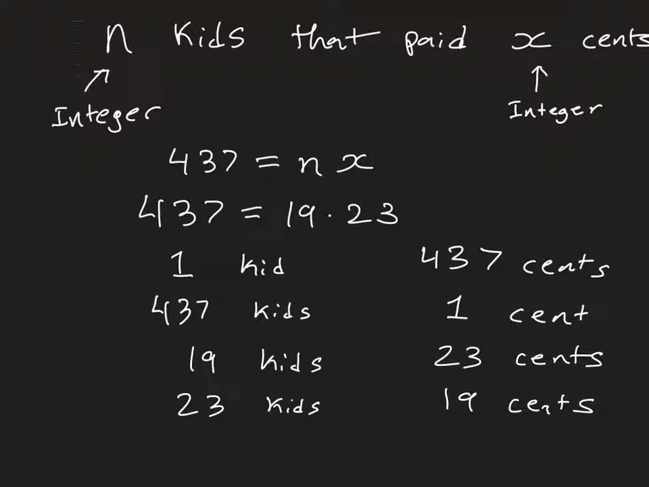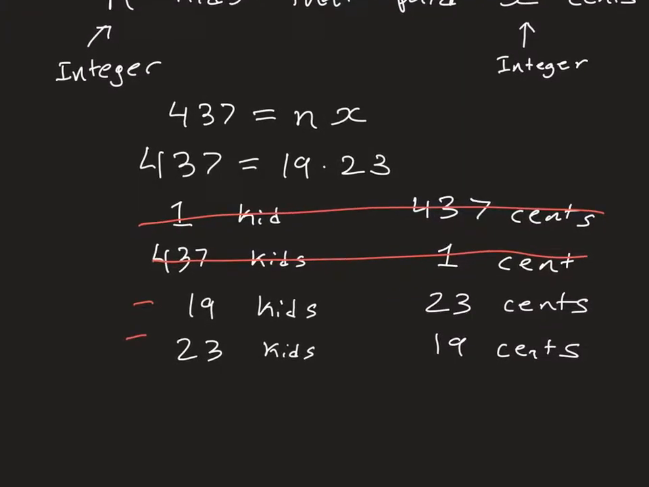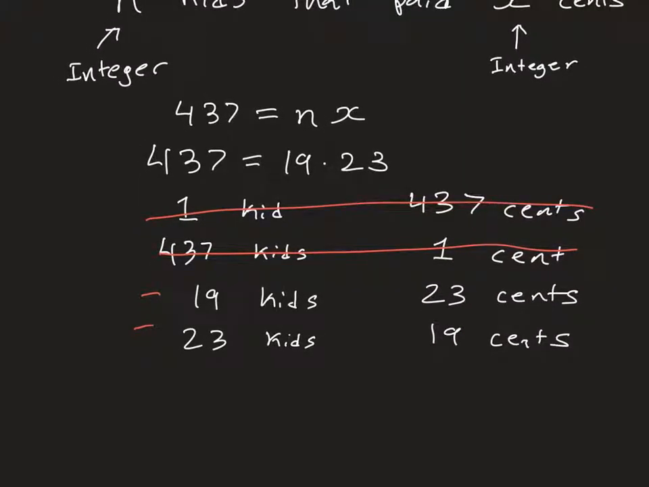So right away we can see that some of these don't make sense. Like one kid paying 437 cents. Since they can only use 5 coins, this can't be true. And same with 437 kids paying 1 cent. They'd have to pay a maximum of 5 cents because that's using just 5 pennies. But it's harder to tell which one of these is correct. So to do this, we have to look at if we can make 23 with 5 coins and 19 with 5 coins.